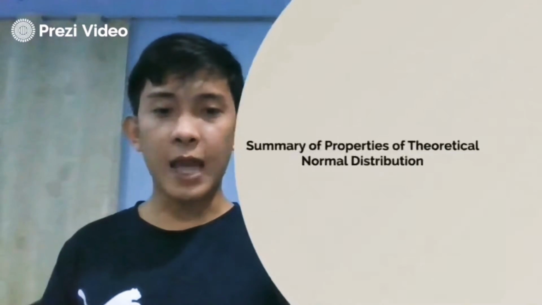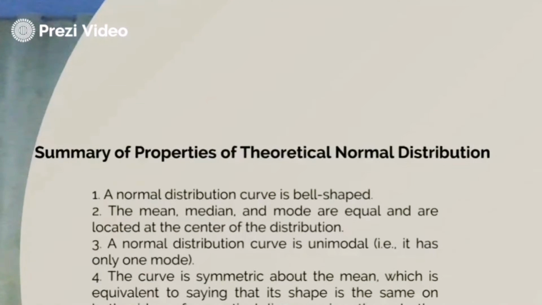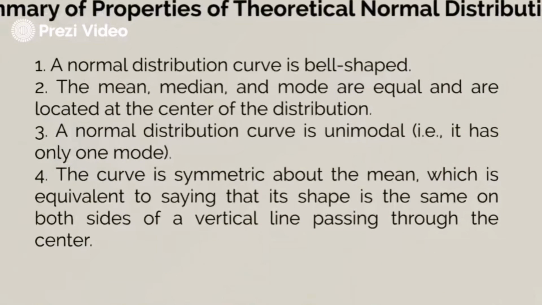So next we're going to tackle the summary of properties of the theoretical normal distribution. When you say theoretical, it is mostly referring to theories or a set of ideas, and at this point, these are a set of ideas that define and summarize the properties of the normal distribution. We have first, remember that the normal distribution curve is bell-shaped. As you have seen lately in the graph, it is bell-shaped.